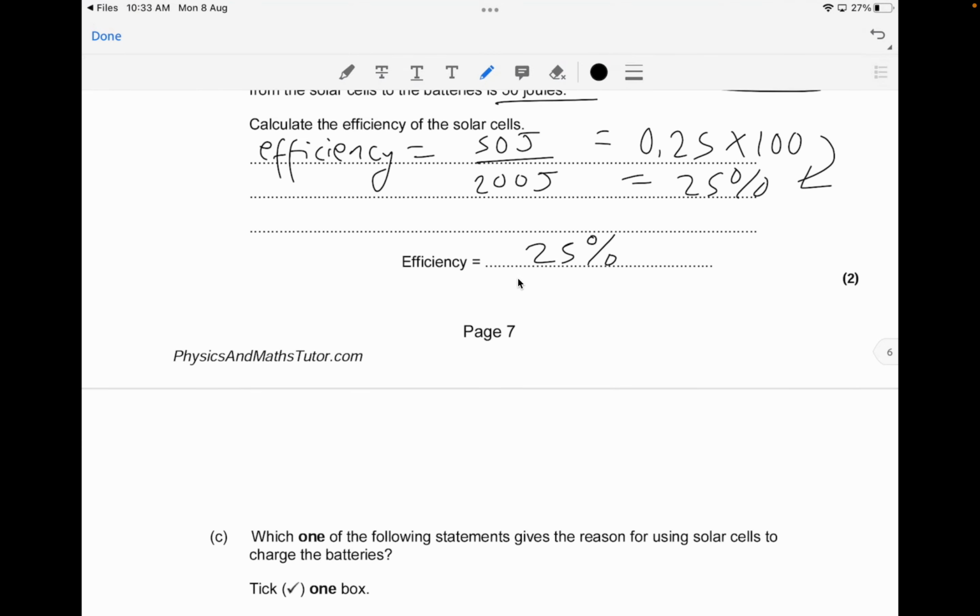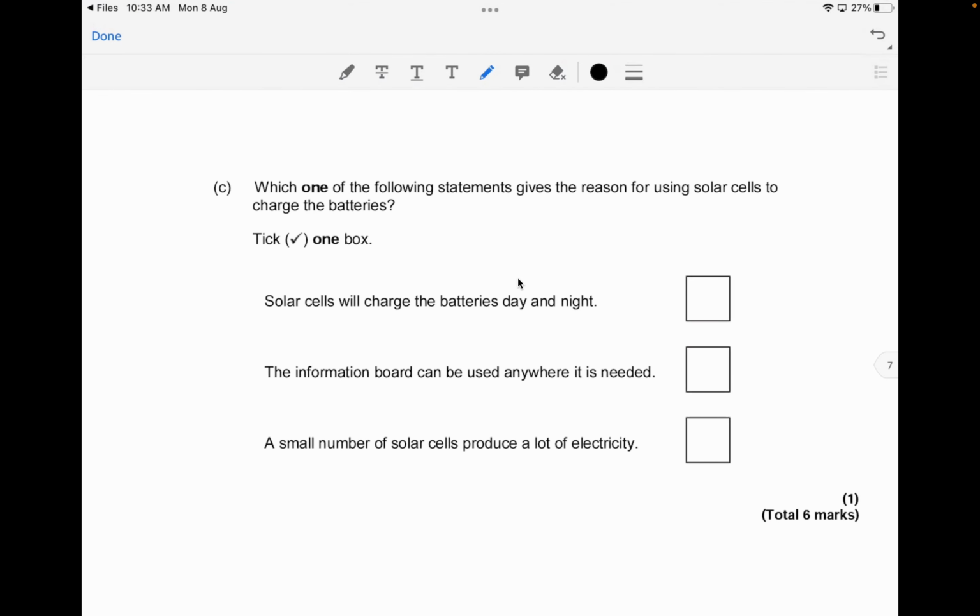Let's move on to the next question. The next question is more like a tick the box situation. Which one of the following statements gives a reason for using solar cells to charge the batteries? Solar cells will charge the batteries day and night. At night, this is not true, so you're not going to mention this part. The information board can be used anywhere it's needed. That seems like a reasonable choice.